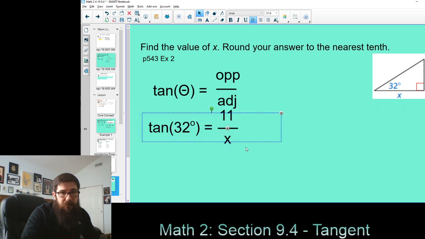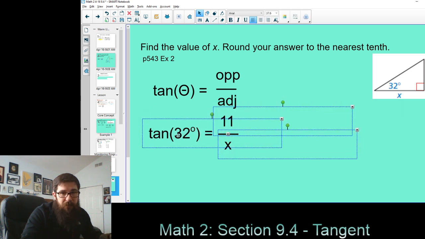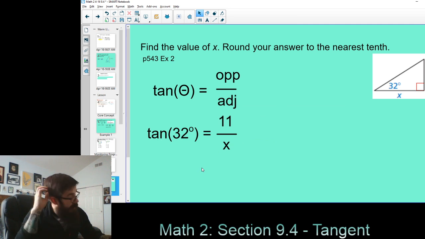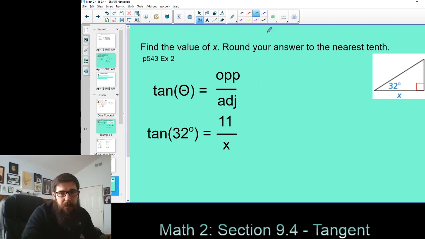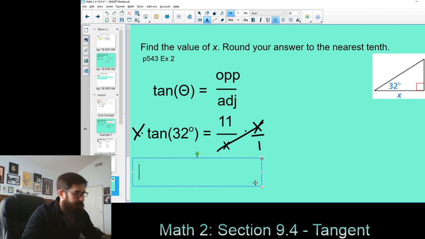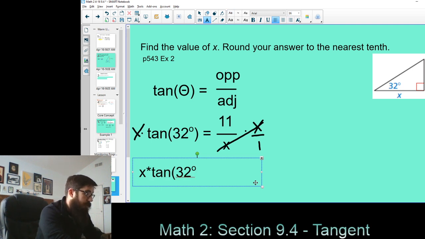So we've got basically this fraction here that we've got to solve for. We've got to figure out how to get x by itself. With x in the denominator, I'm going to multiply both sides by x. What that's going to do is cross cancel these on the right side because it's basically x over 1. So what I now have is x times tangent of 32 equals 11.